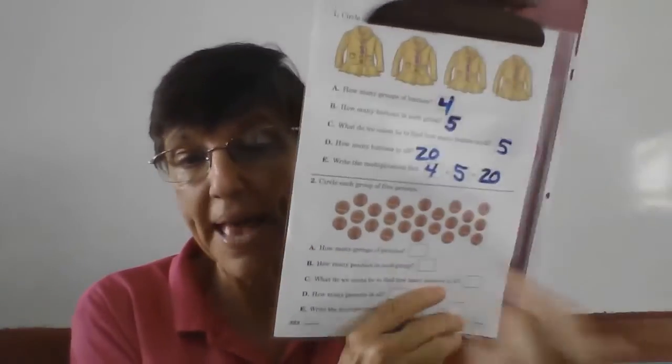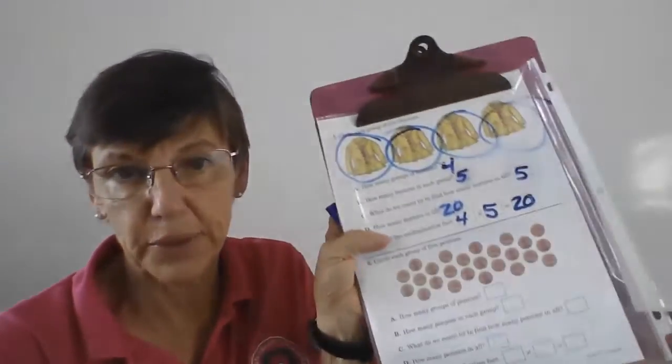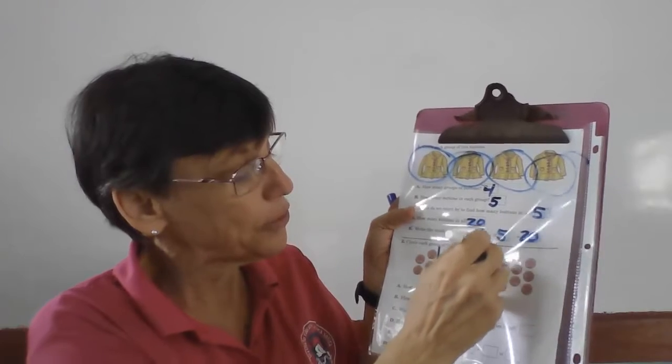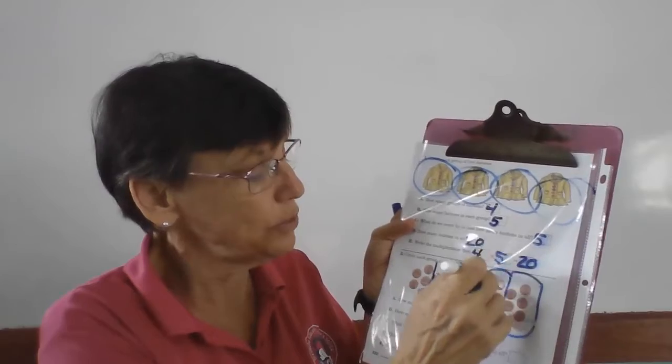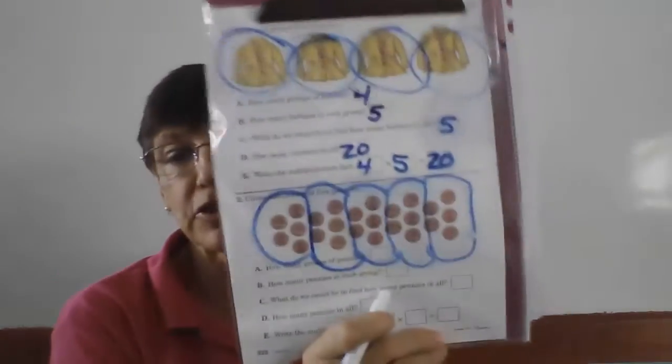Now down here we have pennies, right? It says circle. Oh, up here we were supposed to circle each group of 5 buttons. I forgot that part. Circle the 5 buttons. 1, 2, 3, 4. Right, cool. Now down here it says circle each group of 5 pennies. So 1, 2, 3, 4, 5, and we want circles. Okay, we have 5 circles. There we go.